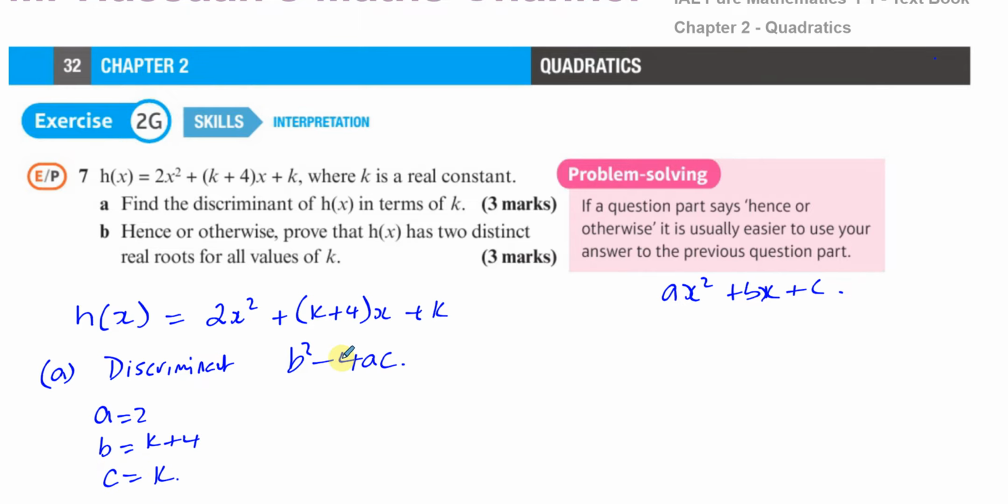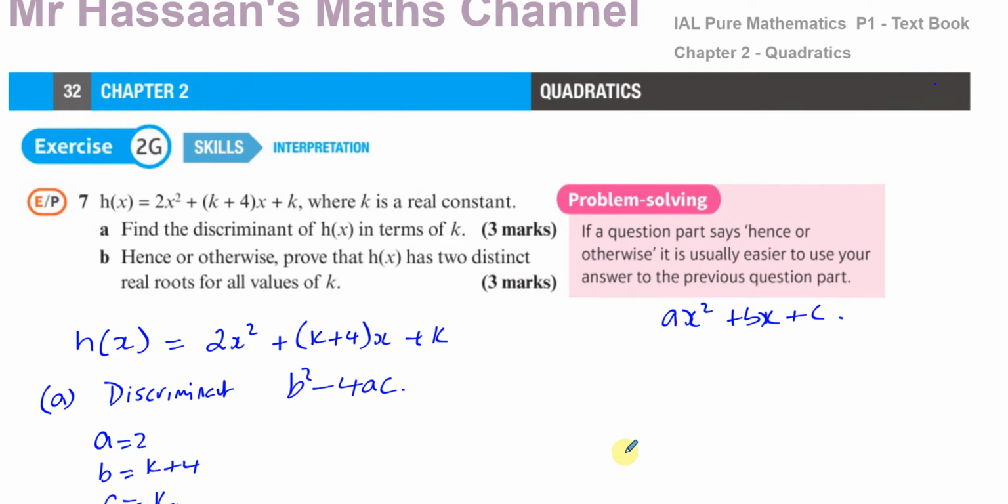Right, so we need to find the discriminant of this function. It's going to be b squared, which is (k plus 4) squared, minus 4 times a, which is 2, times c, which is k. So this is going to be (k plus 4) all squared minus 8k. So there's part A done: find the discriminant of h of x in terms of k.